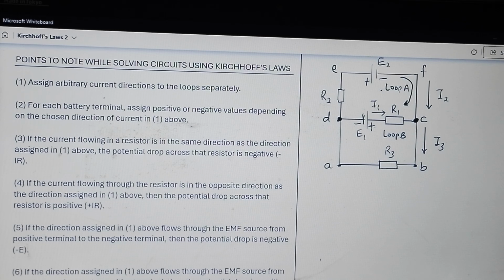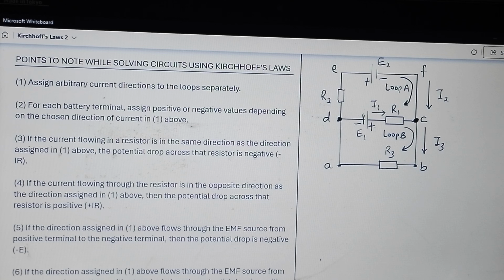The most important point is taking note of how to assign your positive and negative values to the different components in the circuit. So I have assumed a clockwise direction in loop A. I can also assume a clockwise direction in loop B. Like I said earlier, you can choose to assign anti-clockwise direction. You still get the same answer, provided the positive and negative values are given correctly.